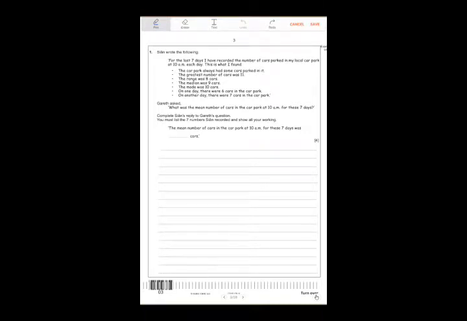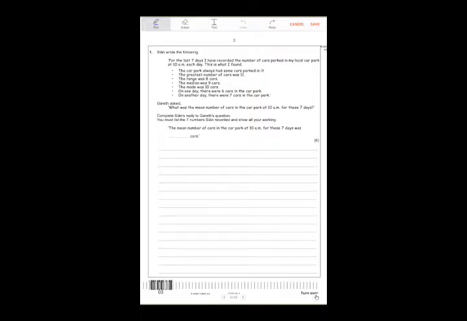Okay, I'm just about to do question 1 from the GCSE Numeracy Intermediate Unit 1 paper from June 2017. Now, obviously a very wordy question. We need to read this carefully and understand what it's all about. So for the last 7 days, I've recorded a number of cars parked in my local car park at 10 AM each day. This is what I found.